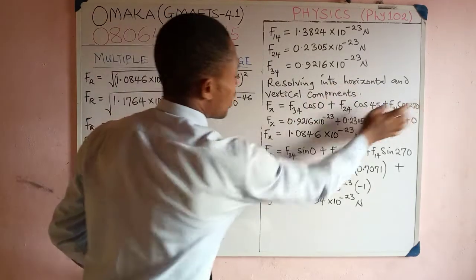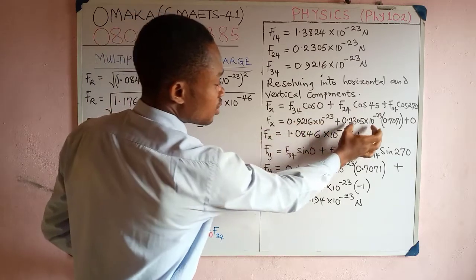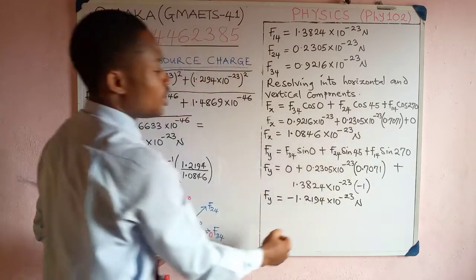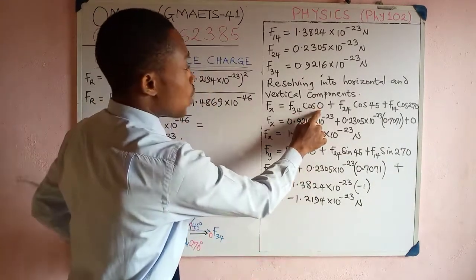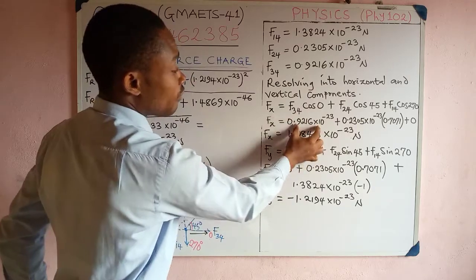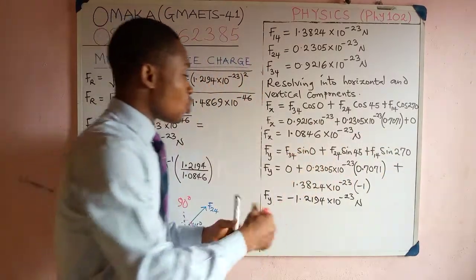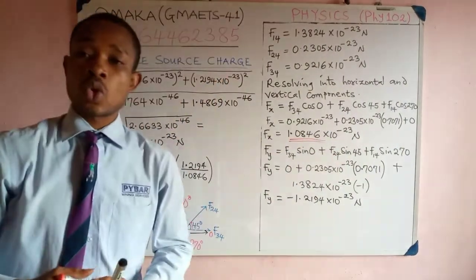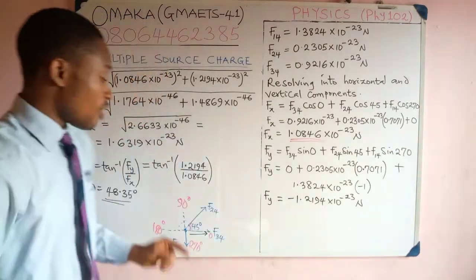Alright, so that's that. Substitute, you know your F34 and F24 already. So take your time and substitute. Cos 45 will give you 0.7071. Alright. Cos 0 is 1. 1 times F34 will give you the value of F34. So working this out, you're going to get our Fx, that is force in horizontal direction, to be 1.0846 times 10 raised to the minus 23 Newton. Proceed and resolve in vertical direction.